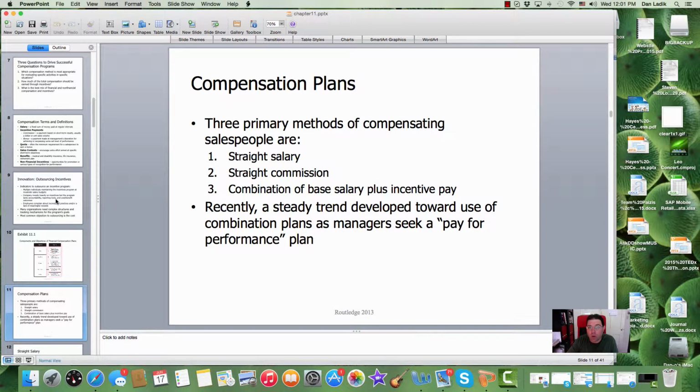Now, there are very few straight salary compensation plans out there in sales. There are plenty in non-sales positions, but there are very, very few in sales. There are times where straight salary occurs when you have a new salesperson, and maybe for the first 9, 12, or 18 months of their career, they get a straight salary to give them some security.